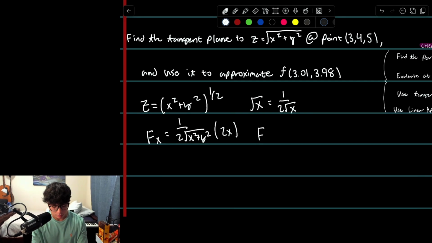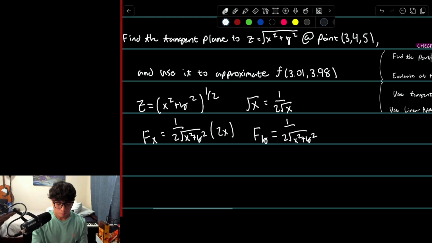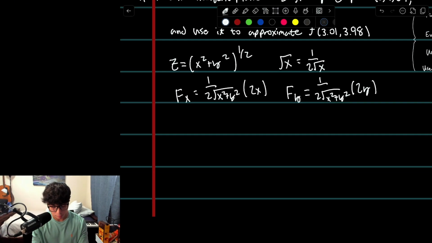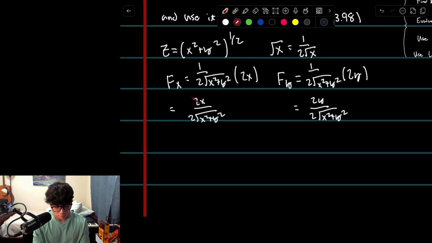The same thing goes for the partial derivative of f with respect to y, where it becomes 1 over 2 times the square root of x squared plus y squared. But since we're taking the derivative in terms of y, the x squared disappears, and we just multiply by 2y. Simplifying further, these become 2x over 2 times the square root of x squared plus y squared, and 2y over 2 times the square root of x squared plus y squared. Then we can cancel out the 2's, leaving us with x over the square root of x squared plus y squared, and y over the square root of x squared plus y squared.